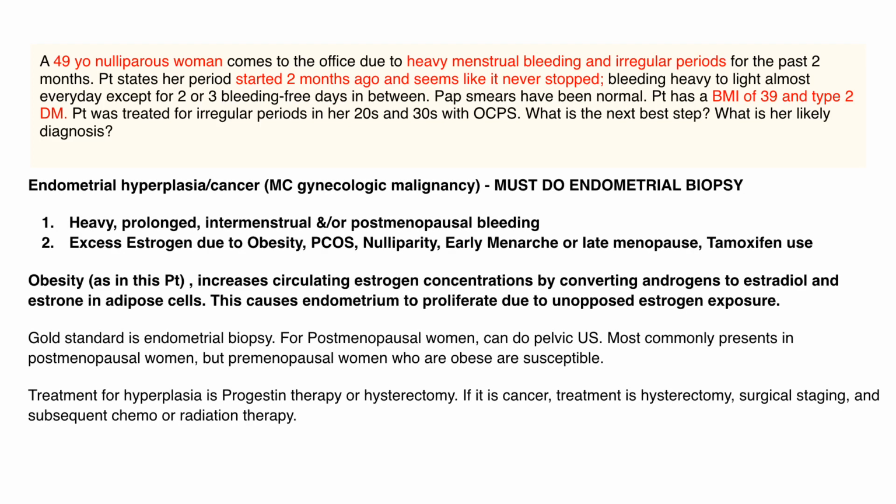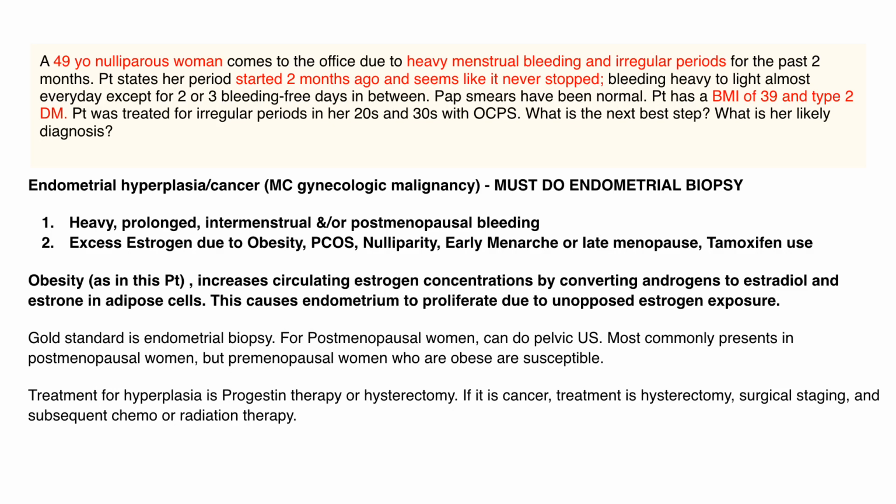So now we have a 49-year-old nulliparous woman that comes to the office due to heavy menstrual bleeding and irregular periods for the past 2 months. She states her period started 2 months ago and seems like it never stopped, bleeding heavy to light almost every day except for 2 or 3 bleeding-free days in between. Pap smears have been normal. She has a BMI of 39 and type 2 diabetes. Patient was treated for irregular periods in her 20s and 30s with OCPs. What is the next best step? What is likely her diagnosis?